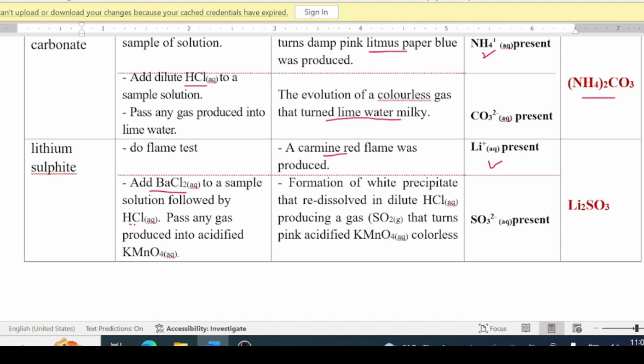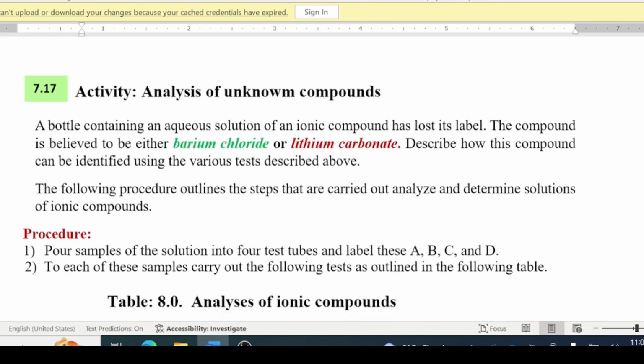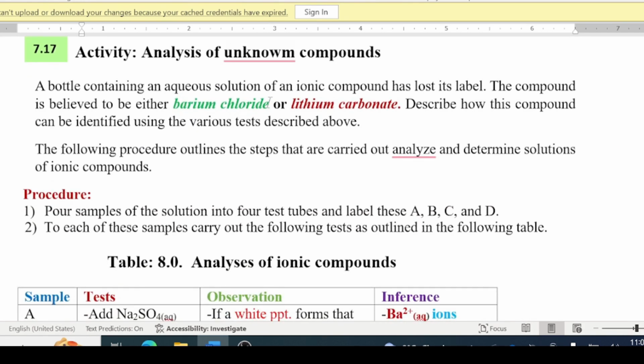Sulfite again, add barium chloride to it, followed by HCl, okay? The white precipitate redissolves, producing a gas that decolorizes potassium permanganate solution, and that will be your compound here. This is easy here. Same thing here.